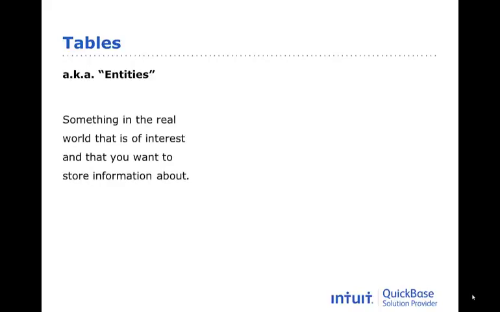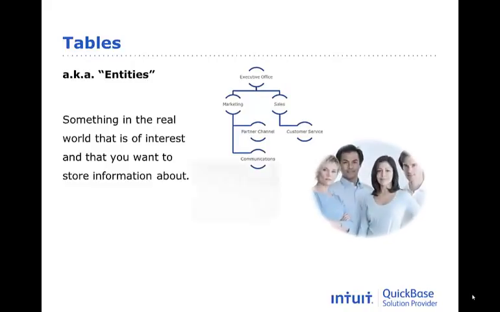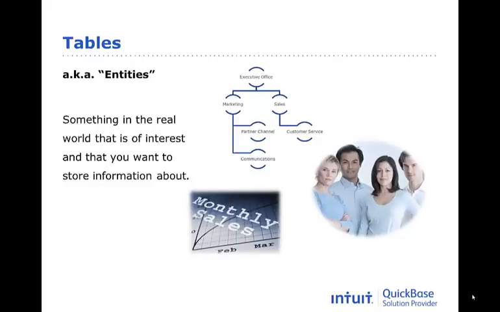The first component is tables, sometimes called entities. They correspond to something in the real world that is of interest and that you want to store information about. Examples could include things such as departments within an organization, employees, or sales receipts. Each specific department, employee, or sales receipt is considered an instance of that entity or a record on that table.